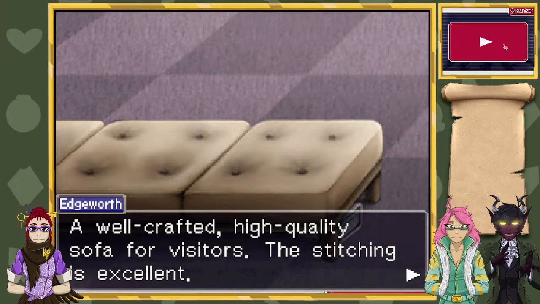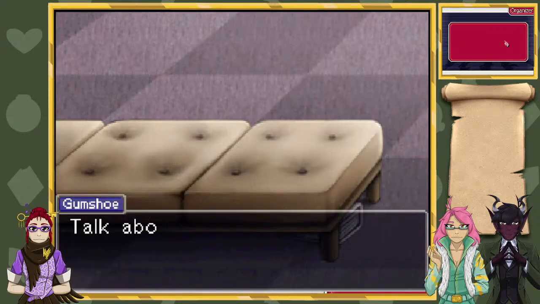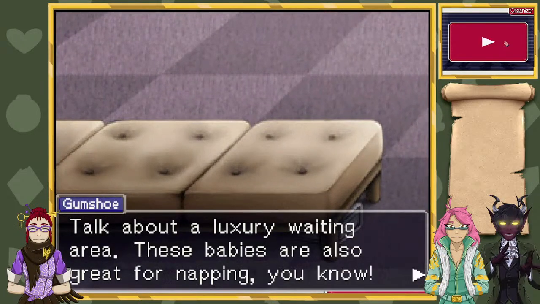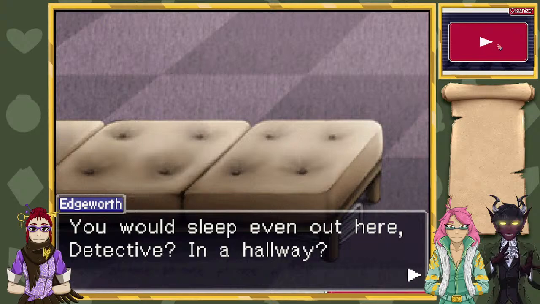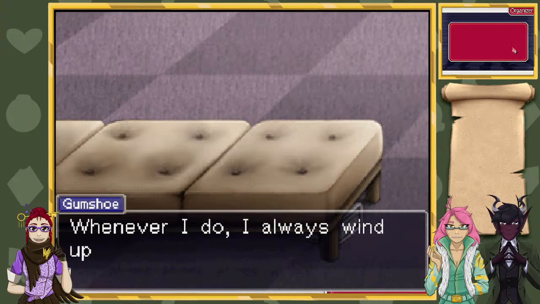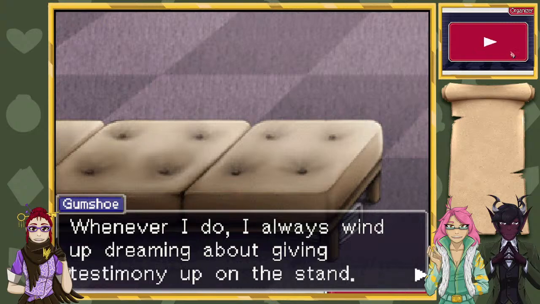A well-crafted, high-quality sofa for visitors. The stitching is excellent. Talk about a luxury waiting area. These babies are also great for napping, you know. I could ride these babies for miles. You would sleep even out here, Detective? In a hallway? Yeah, boss, it's not any better than my own bed, which just sits on the floor in my house. Can't afford a bed frame, sir. Just a piece of cardboard with a bed sheet.